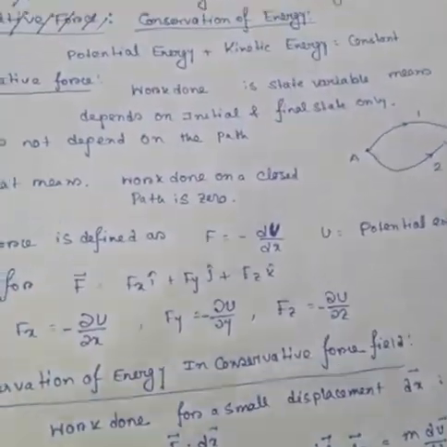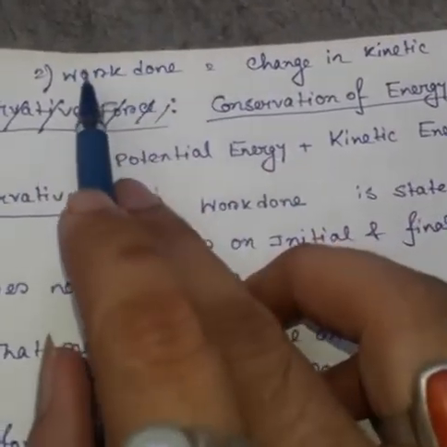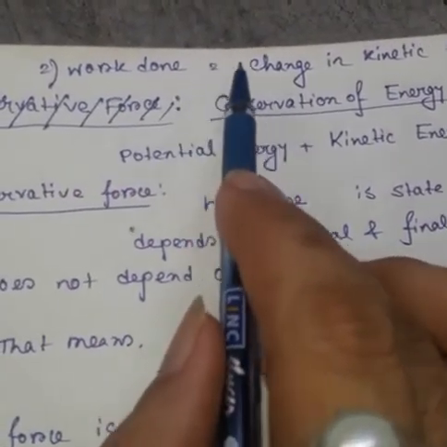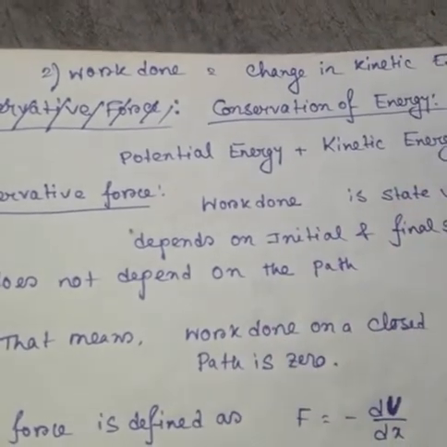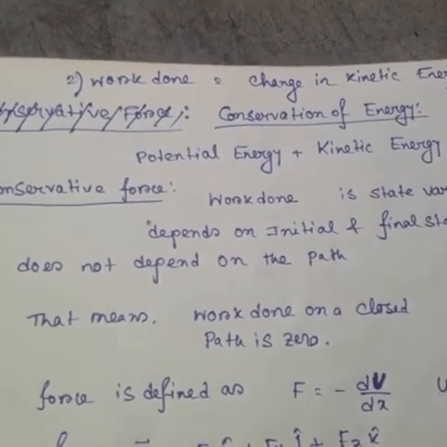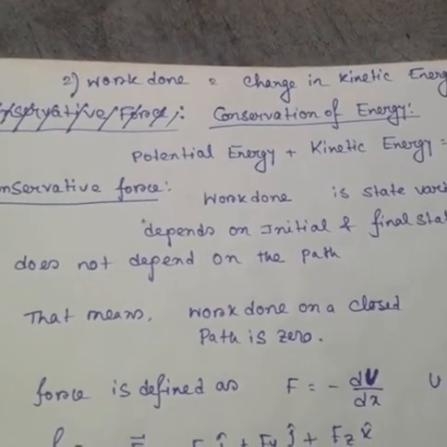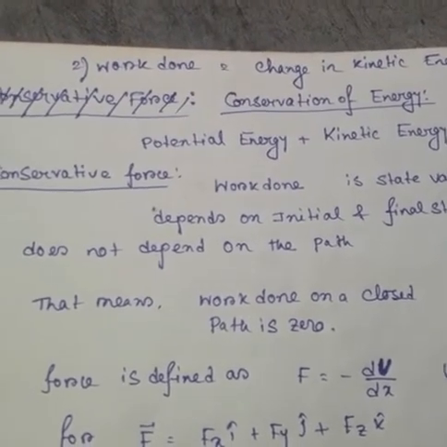So the statement of the work energy theorem is: work done on any object is exactly equal to the change in kinetic energy of the object. Okay, so that's the end of today's discussion. Thank you.